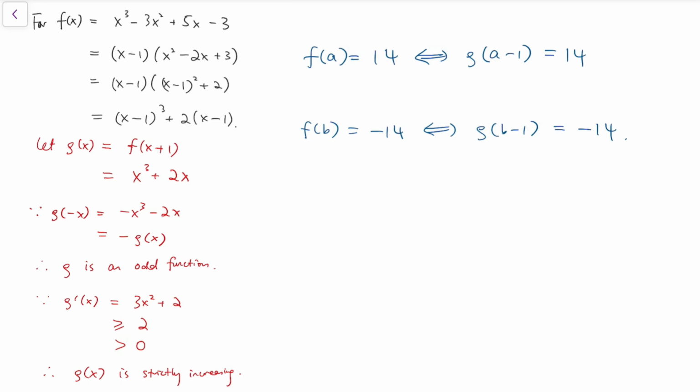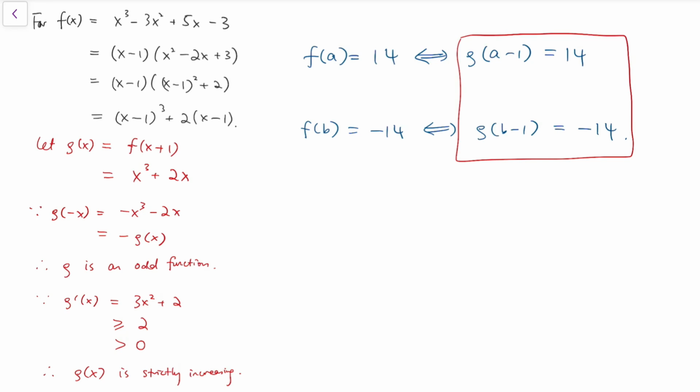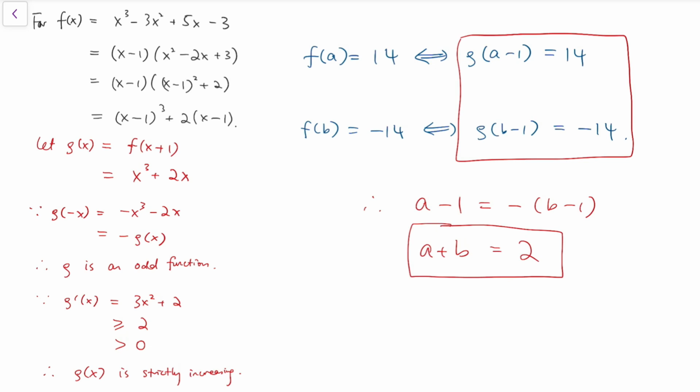Now since g is strictly increasing and odd, that means the output of this function is symmetric about x equals 0. And so for a minus 1, the output is 14, and for b minus 1 the output is the negative of the output of a minus 1. So from these two equations of g, we can conclude that a minus 1 is the negative of b minus 1. And so we can find the value of a plus b, which is a plus b is equal to 2. So this is the final answer.